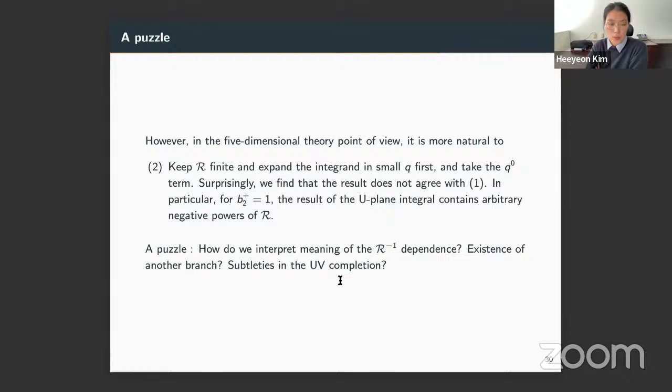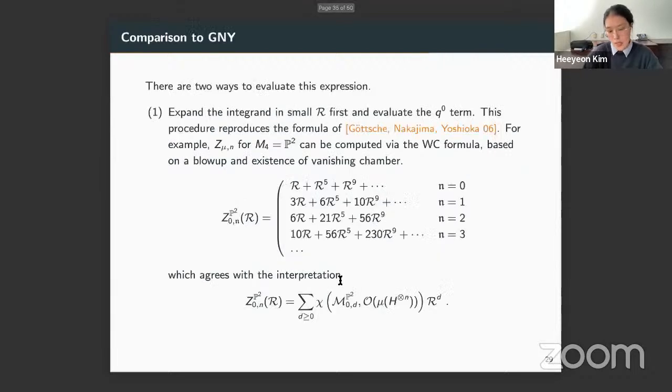And in particular, for b2 plus equal to 1, the result of the U-plane integral seems to contain arbitrary negative powers of R, which raises a question. How do we interpret the meaning of the R inverse dependence? Because it seems like it spoils the interpretation of the partition function as a generating function of the holomorphic Euler characteristic.